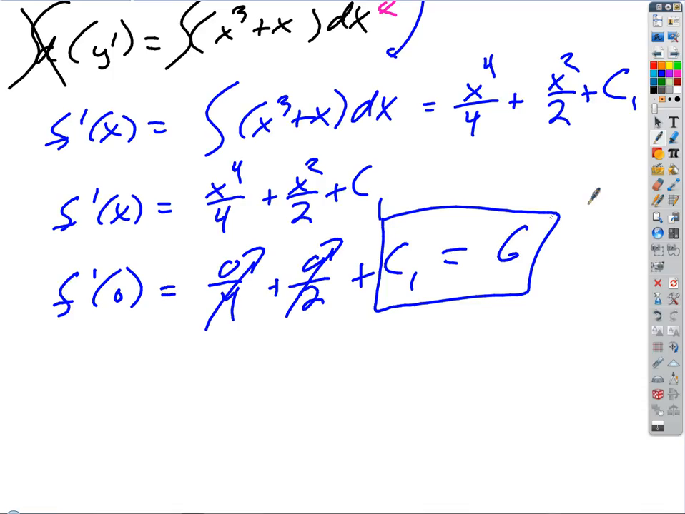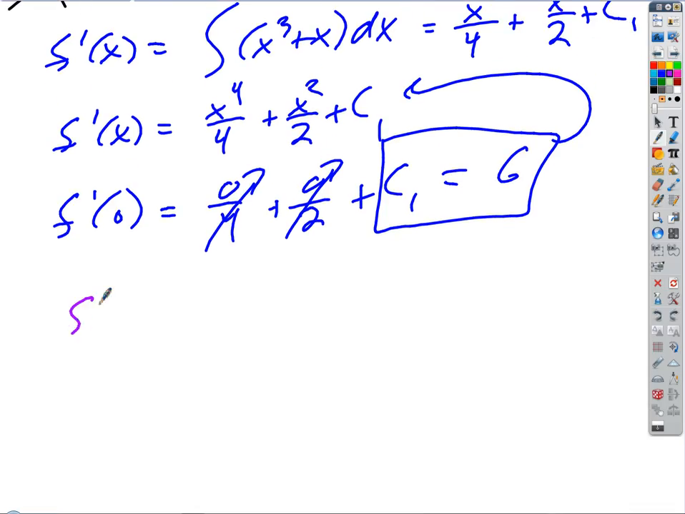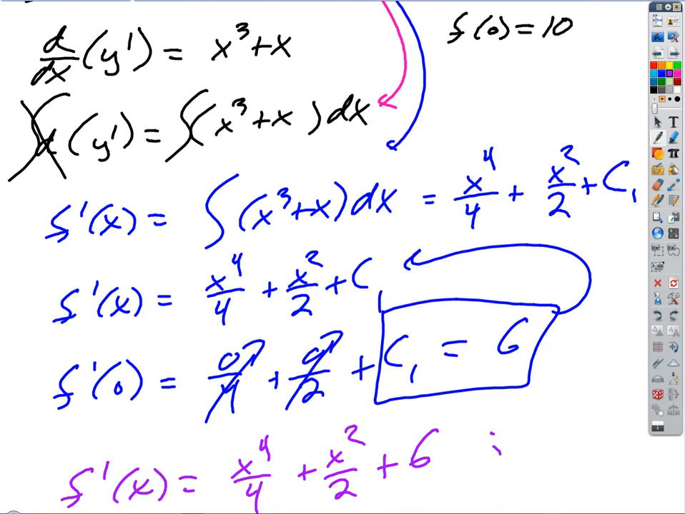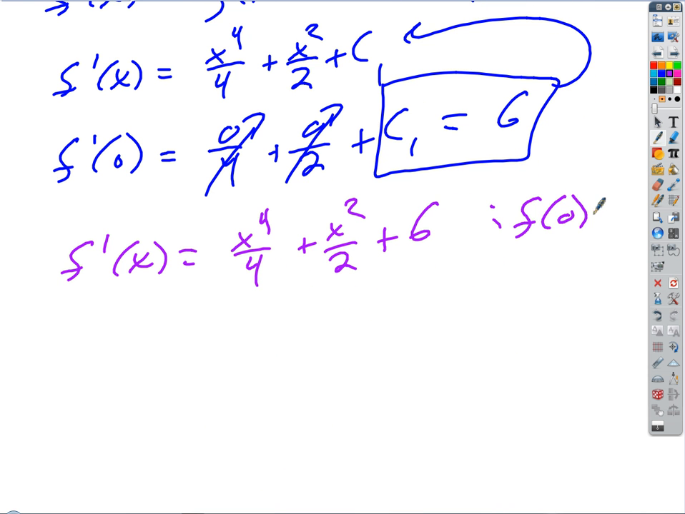Okay. So we can plug that value back in right there, and now we end up with a first order differential equation that we can solve. It's like a new problem. So now we've got f prime of x equals x to the 4th over 4 plus x squared over 2 plus 6. And we've got that other initial condition that I'll rewrite because it's way up there. F of 0 equals 10. Okay, so now what?